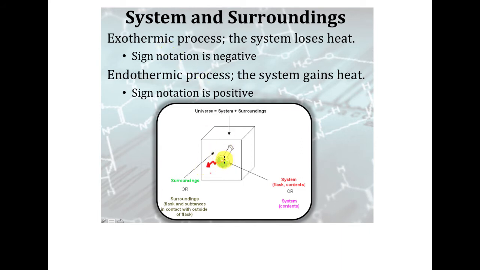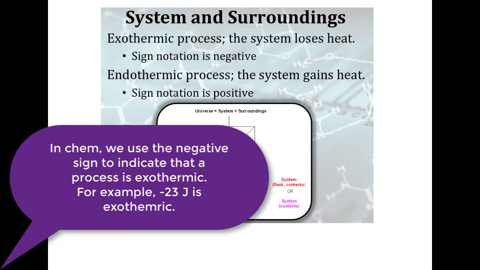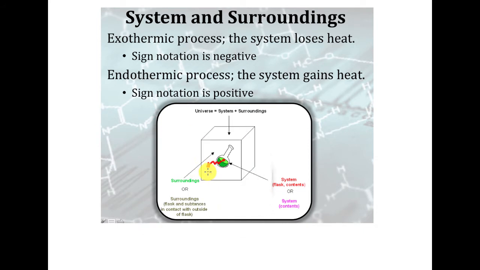So if we are the system, we are losing heat. We would say that that was negative. From the perspective of the surroundings, we are absorbing heat. So if we were witnessing the same process, but we were now the surroundings, we would experience energy being added to us, and we would say that that is positive. So it's important that we know which way we're talking. If energy is going into the system from the surroundings, we would say that that's endothermic.